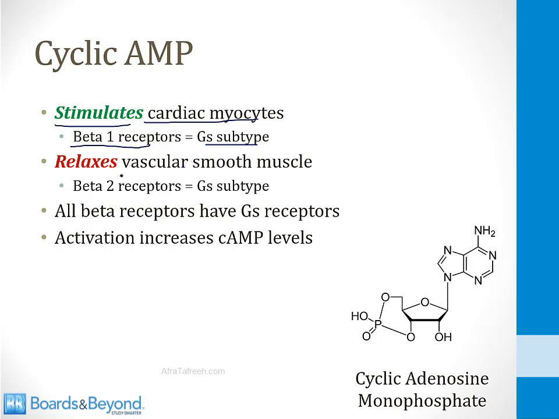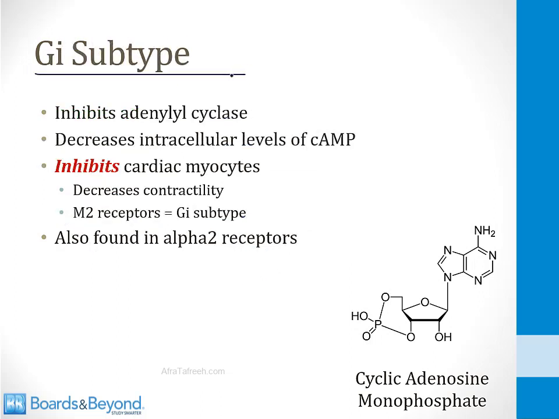In smooth muscle, cyclic AMP causes relaxation. Therefore, beta 2 receptors, which, as you may know, are the receptors that cause relaxation of smooth muscle, for example, in the bronchioles of the lungs, all have the GS subtype. So an easy way to remember this is that all beta receptors have the GS subtype of G protein receptor, and activation leads to higher levels of cyclic AMP. The GI subtype of G protein receptor inhibits adenylyl cyclase. That's why it's called the GI subtype.